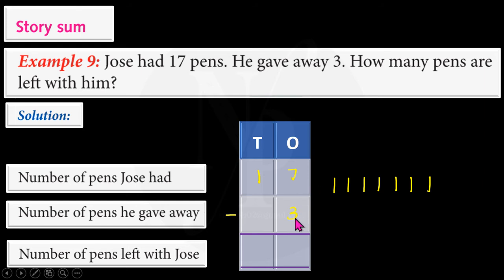3 ಸಬ್ಟ್ರಾಕ್ಟ್ ಮಾಡಬೇಕು. ಸೊ ಲೆಟ್ ಮೀ ಕ್ರಾಸ್ ಔಟ್ 3 lines ಹಿಯರ್ ಫ್ರಮ್ ರೈಟ್. ಬಲಗಡೆಯಿಂದ 3 lines ಅನ್ನು ಕ್ರಾಸ್ ಮಾಡ್ತೀನಿ. 1 2 3. ಈ 3 lines ಅನ್ನು ಕ್ರಾಸ್ ಮಾಡಿದ ಮೇಲೆ ಇನ್ನು ಎಷ್ಟು ಲೈನ್ಸ್ ಉಳಿಯುತ್ತೆ ಇಲ್ಲಿ? ಹಿಯರ್ 1 2 3 4. 4 lines are left over here. So we will write 4 in one's column here. On subtracting 3 from 7 we get 4. So we write 4 here in one's column.